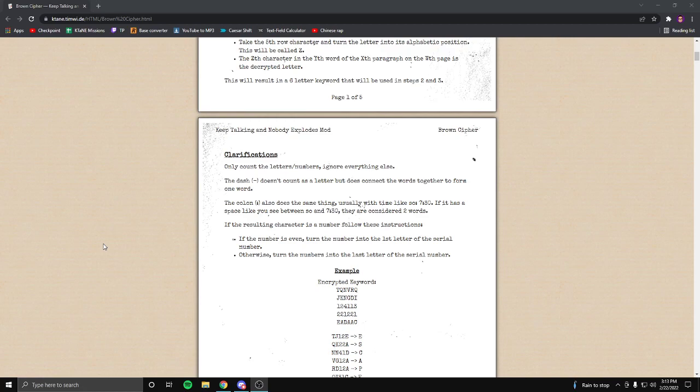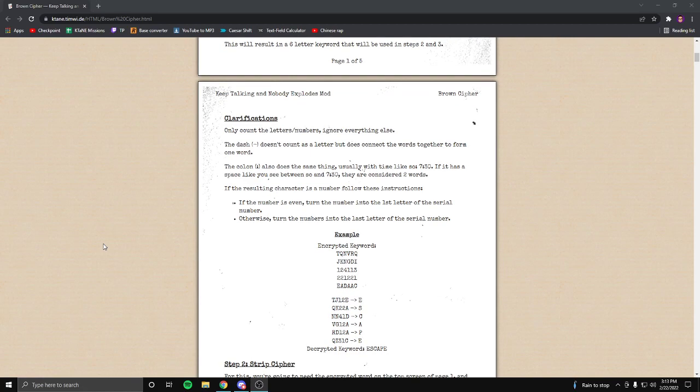Clarifications. Only count the letters or numbers. Ignore everything else. The dash doesn't count as a letter, but it does connect the words together to form one word. The colon also does the same thing, usually with time, like so: 7:30. If it has a space, like you see between "so" and "7:30", they are considered 2 words.